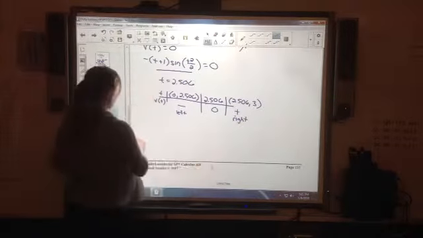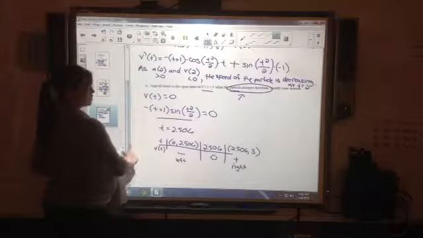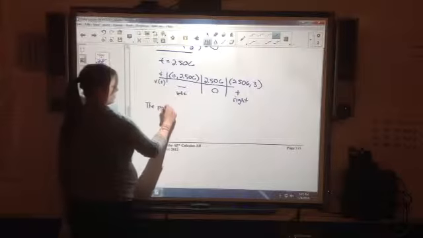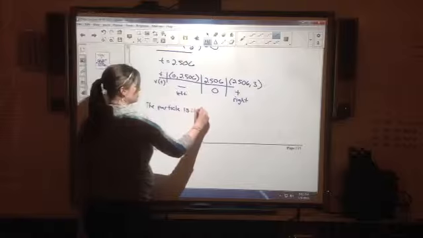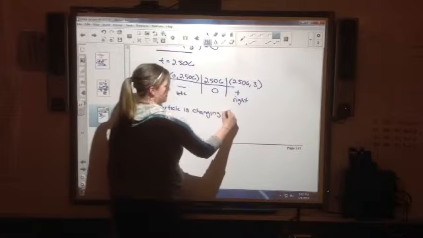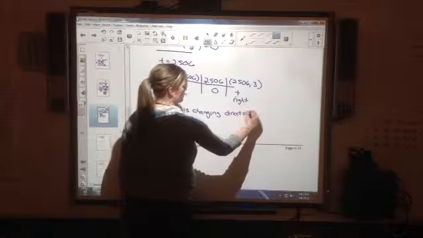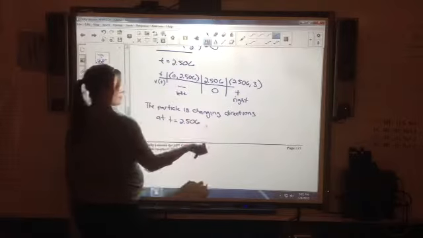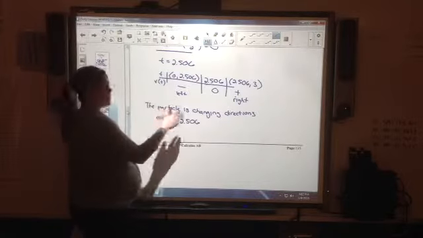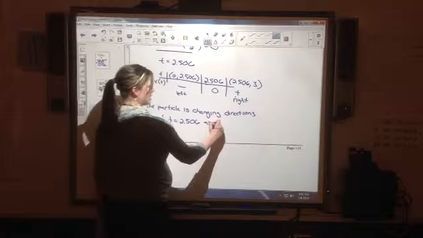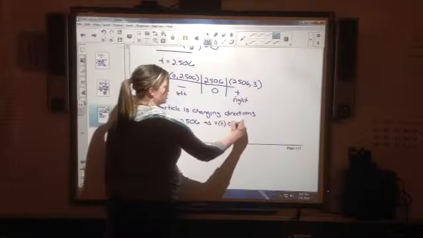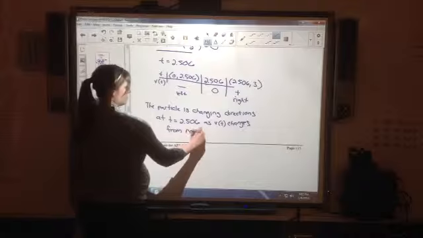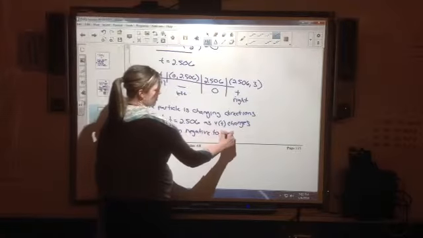So, in this one you would say, make sure you're answering the question, when is the particle changing directions? I would say, the particle is changing directions at t equals 2.506. And I need to give a justification. Even though I have a chart, the chart's not enough. So I need to say as v of t changes from negative to positive.